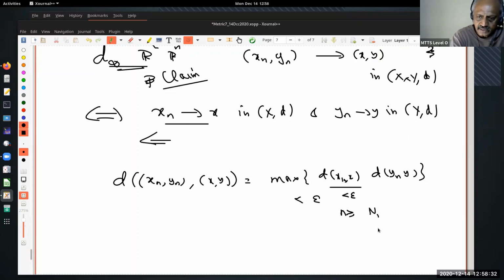And similarly, there is an n2, so that for all n greater than or equal to n2, this will be less than epsilon. Therefore, I take n to be max of n1 and n2. For any n greater than or equal to capital N, this will be less than epsilon. Therefore, the maximum will be less than epsilon. That means this will be less than epsilon. So we proved this. The other way around is very easy.